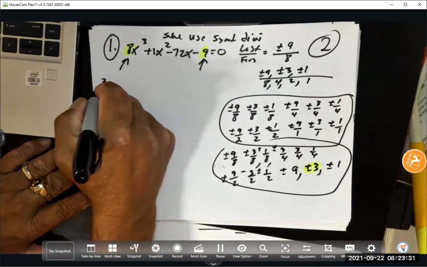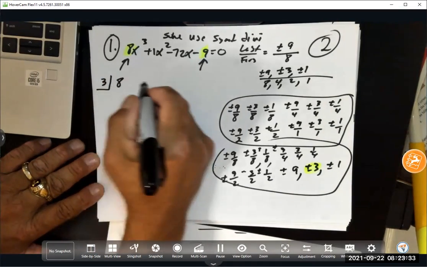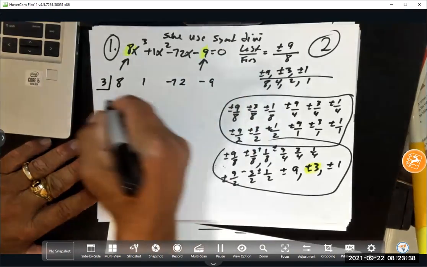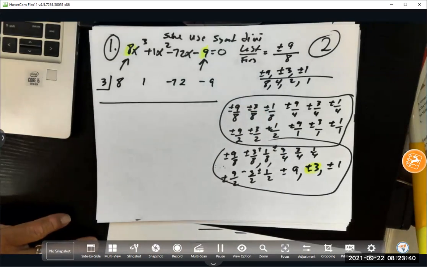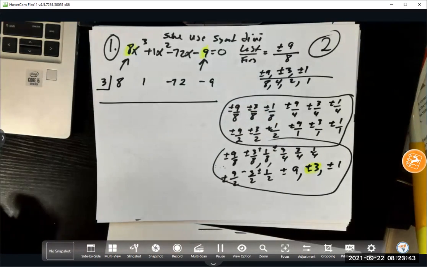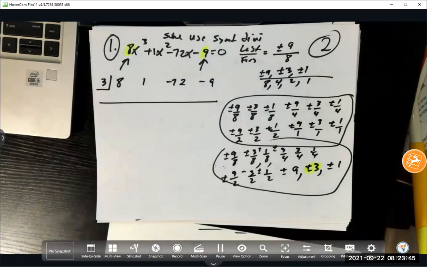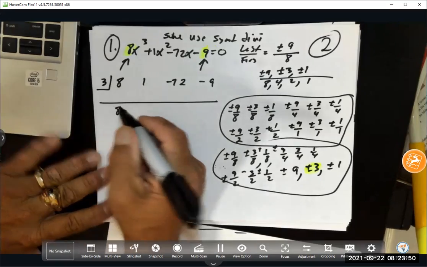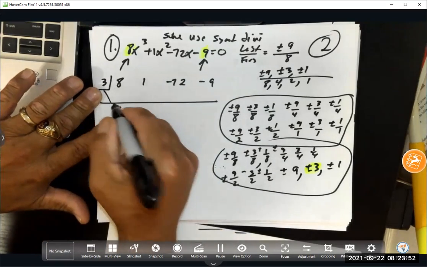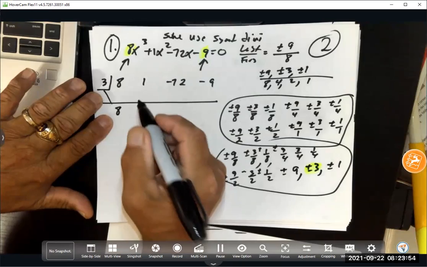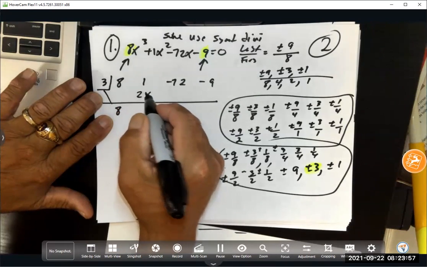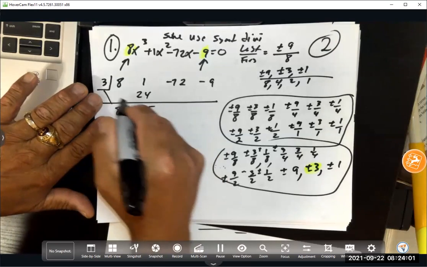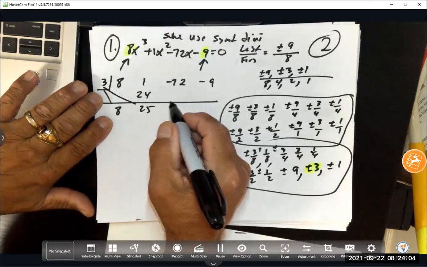3, synthetic. Now this is going to be 8, 1, negative 72 and negative 9 all over right there. So now, what do I do with the 8? Somebody tell me. Bring it down. Bring it down always. What's 3 times 8? Multiply. 24. And 24 plus 1? Okay. 25. What's 3 times 25?